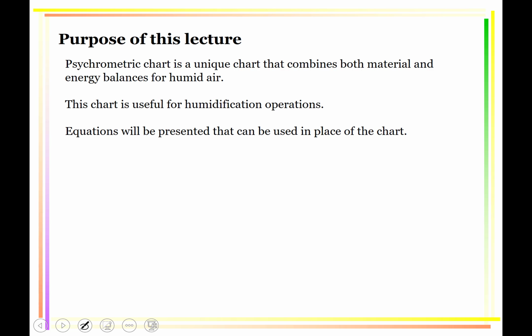So again, what you're going to see is that this psychrometric chart combines both material and energy balances for humid air. And this is useful for humidification operations, which, I mean, that's not the only thing that chemical engineers do, but it's something that you should be aware of. And anyway, you'll see next year you're also going to use this again in 160B.